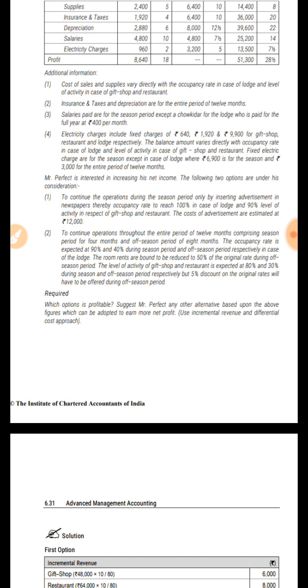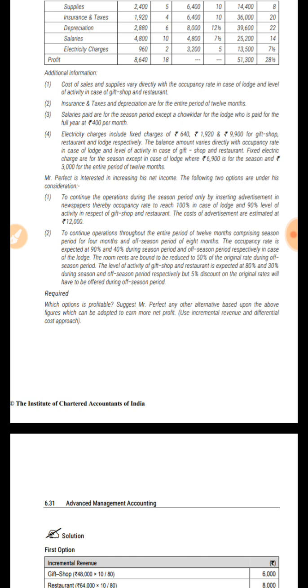The occupancy rate is expected at 90% and 40% during a season period and off season period respectively. In case of the lodge, the room rents are bound to be reduced to 50% of the original rate during off season period. The level of activity of gift shop and restaurant is expected at 80% and 30% during season and off season period respectively, but 5% discount on the original rates will have to be offered during off season period.